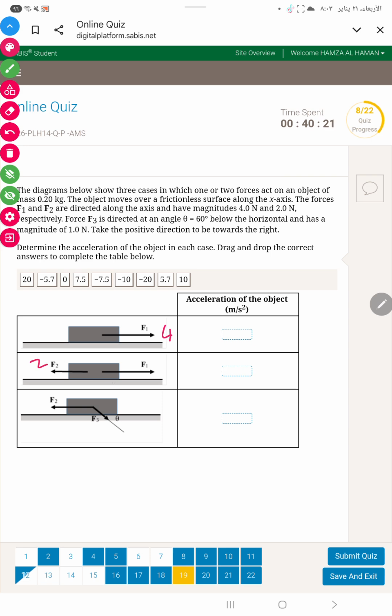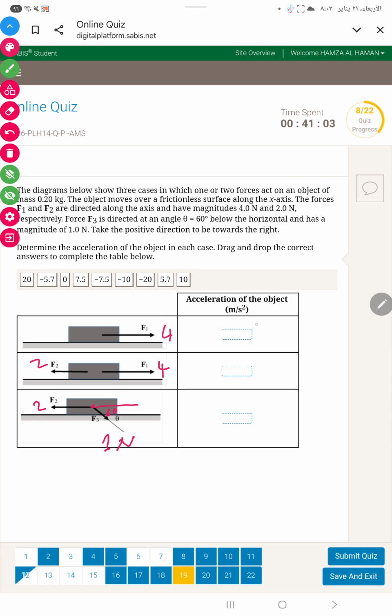So here you have 2 newtons, and here you have 2 newtons, and here you have 4, and F3 is directed at an angle 60. So here you have the angle 60, and F3 is 1 newton. Now take the positive direction to be towards the right. Determine the acceleration of the object in each case.